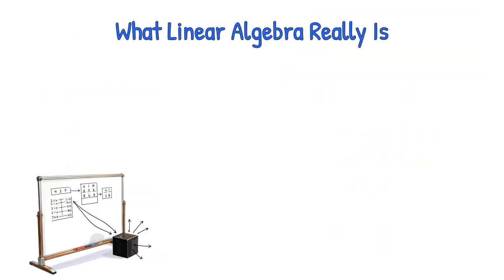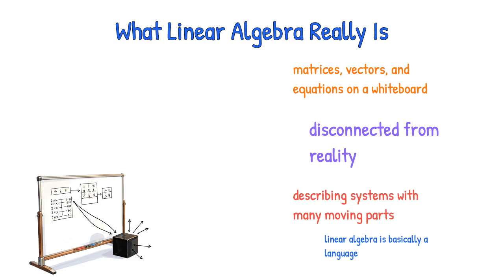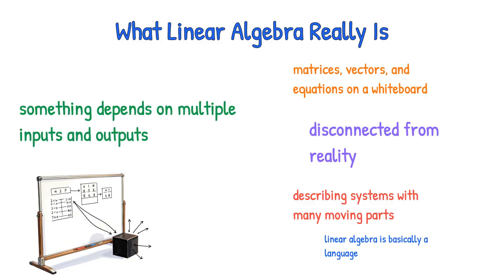A lot of people meet linear algebra as matrices, vectors, and equations on a whiteboard, and that can make it feel disconnected from reality. But in engineering, linear algebra is basically a language for describing systems with many moving parts. Whenever something depends on multiple inputs and outputs, linear algebra is usually hiding underneath.